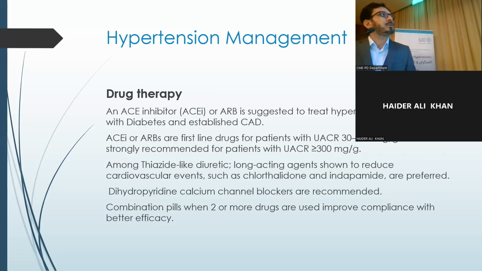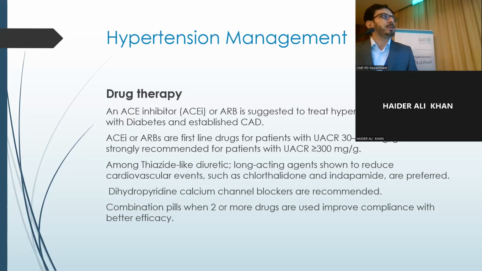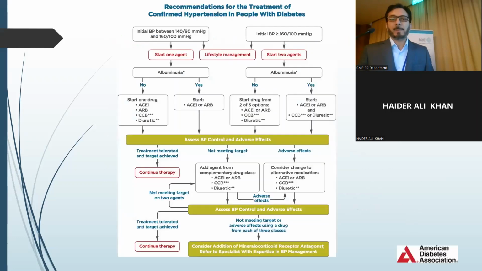These drugs are also the first line drugs for patients with albuminuria, and if you have to use thiazide diuretics, long-acting agents should be used to reduce cardiovascular events, such as chlorthalidone and indapamide. And when choosing the calcium channel blockers, dihydropyridine calcium channel blockers should be used. Combination pills, when two or more drugs are used, improve patient's compliance and provide better efficacy.